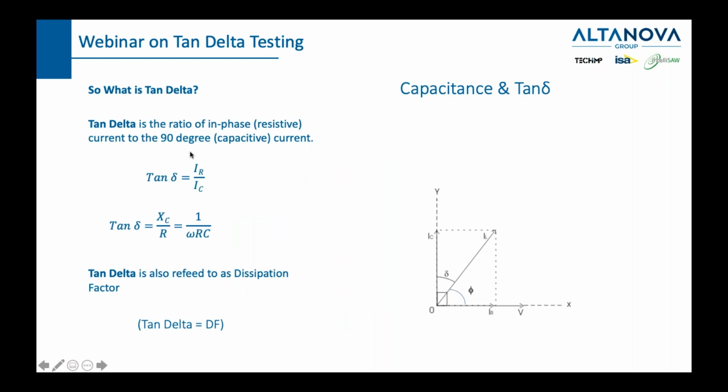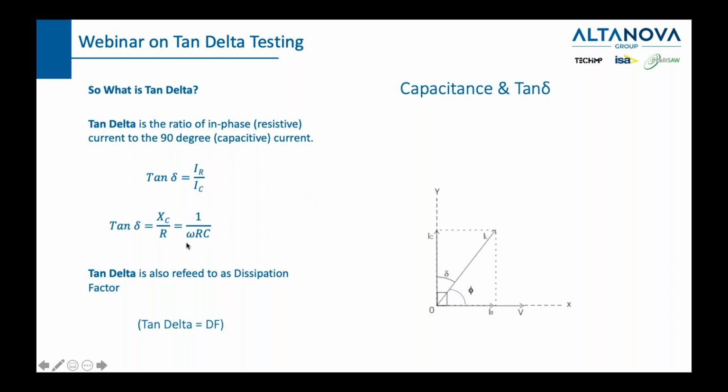So let's see. How do we define tan delta? Very simple. Tan delta is the ratio of in-phase resistive current and the 90-degree capacitive current. That's it. It's as simple as that. And this is the angle delta, and the tan delta is this current divided by this current. We can also say that if we multiply this with the same voltage, or express ourselves in the admittance and resistance, the tan delta is 1 divided by omega RC.